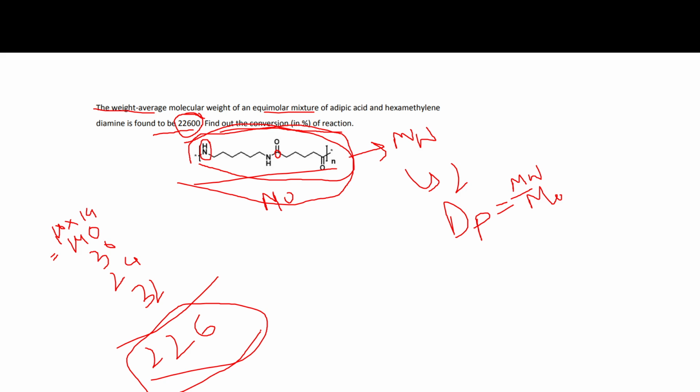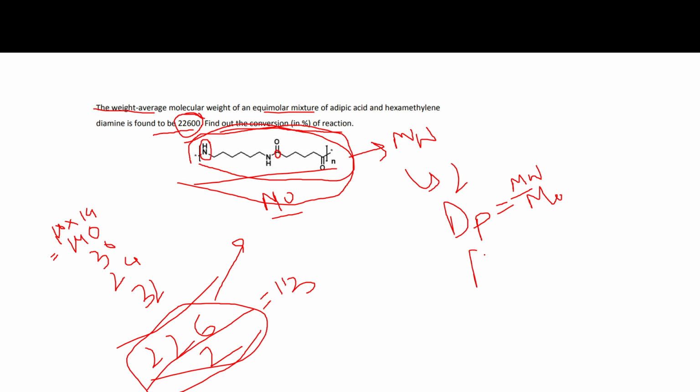Yes or no? Someone please respond. Yes, sir. No, I am talking about when you calculate that repeating unit molecular weight, and two functional groups are involved, then what should I do? You have to divide this by 2. So that repeating unit molecular weight should be 113.